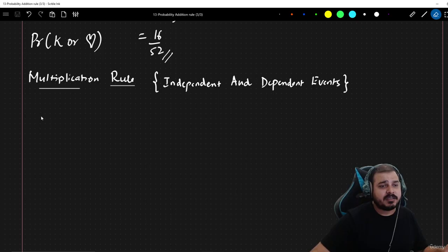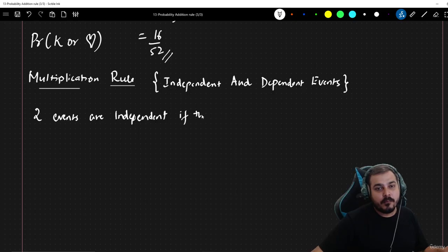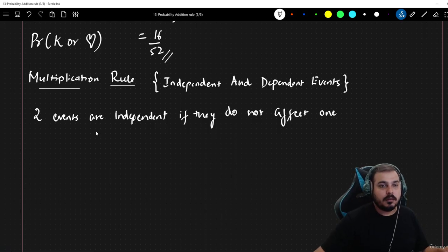So let's first of all understand what independent events are. If I talk about independent events, I can basically write: two events are independent if they do not affect one another. Okay. Now let's take one example.